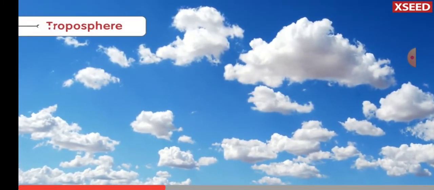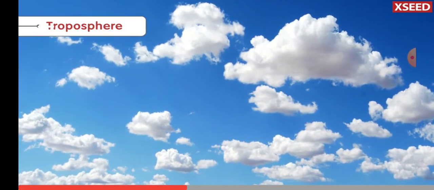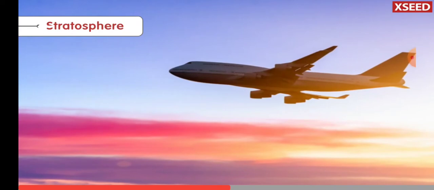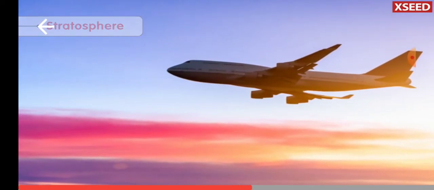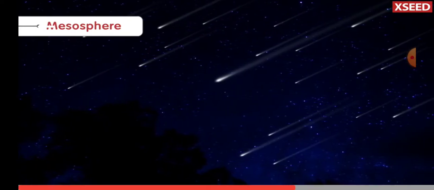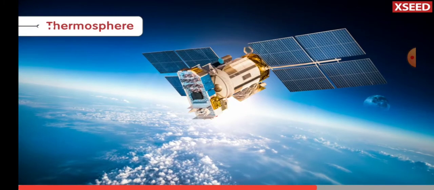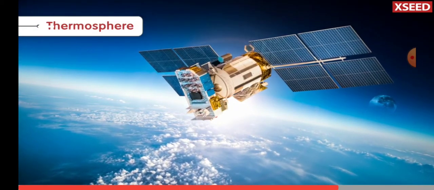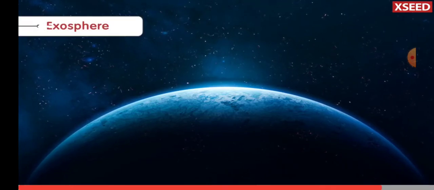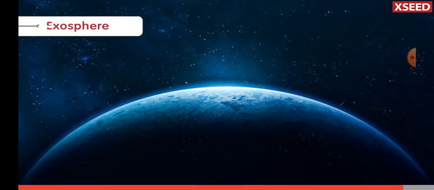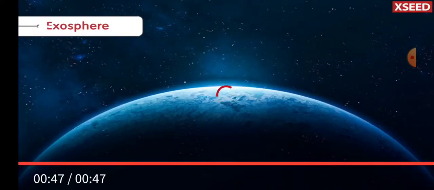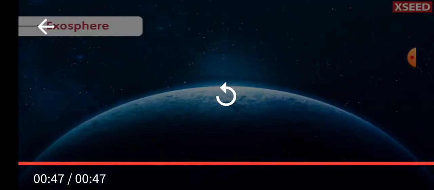Clouds form in the troposphere. Airplanes fly in the stratosphere. Meteors burn up in the mesosphere. Artificial satellites orbit in the thermosphere. Outer space begins from the exosphere. Right? This information will be helpful for us to answer the questions. So remember this.